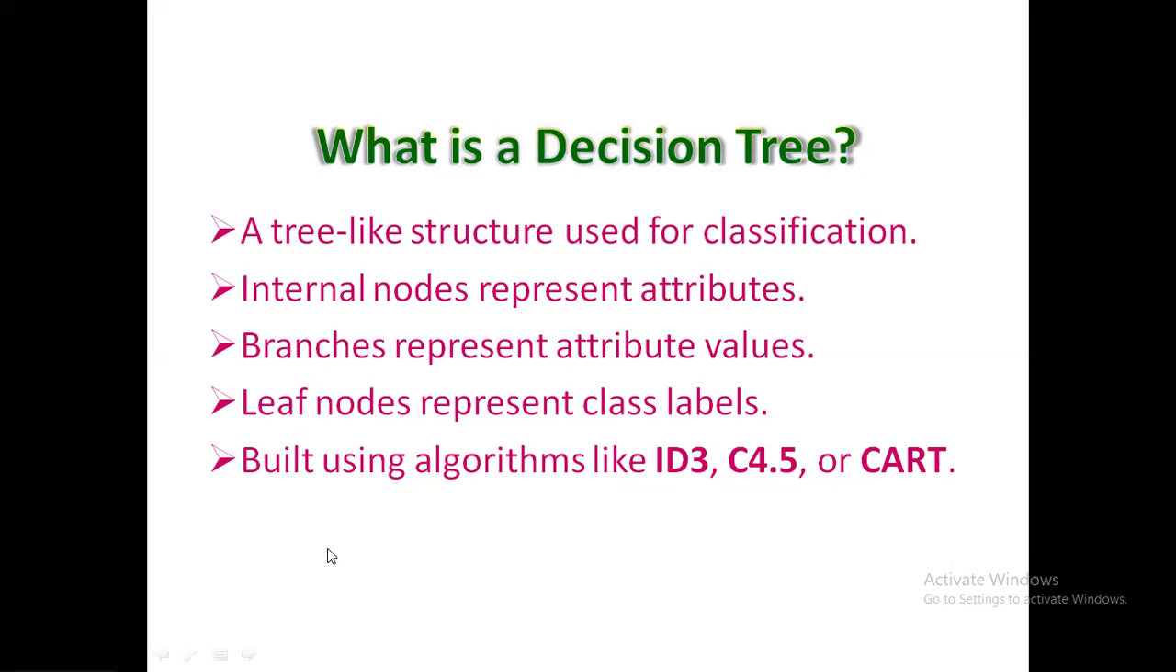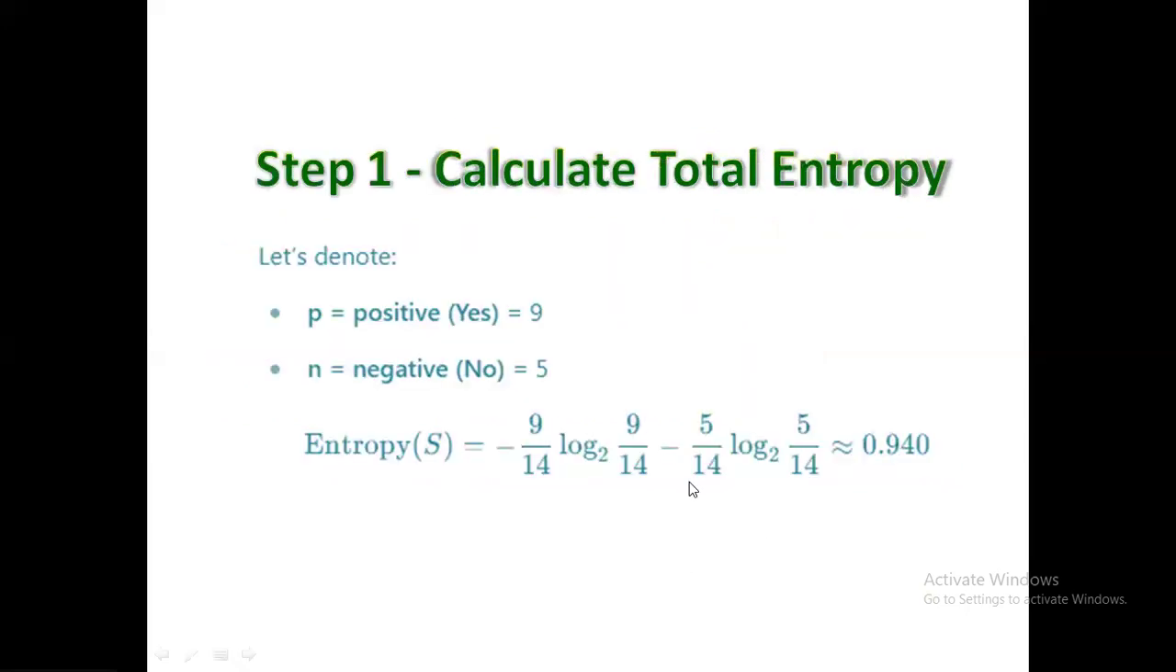Next, leaves. Here, the leaves represent class labels. At the end of each branch of the tree, we reach a leaf node which gives the predicted class label. In our problem, the class labels are what? Yes or no, based on whether a customer is predicted to buy a computer or not. In this algorithm, we are going to use ID3.